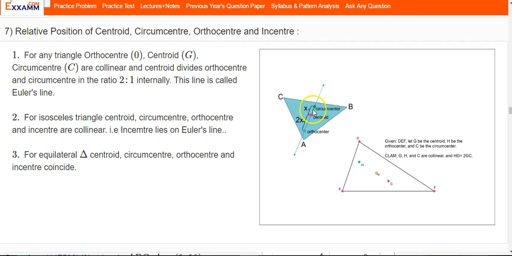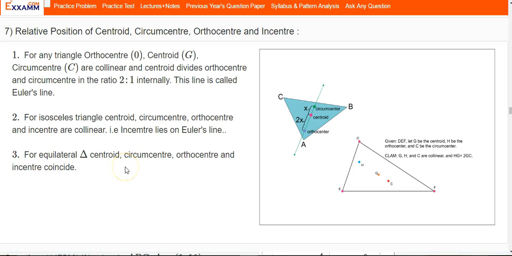Or if this distance is x, then the distance between circumcenter and orthocenter is 3x. So there will be questions mixing the two facts, where circumcenter would usually be origin, and then orthocenter would be 3x. So keep in mind. Now if the triangle is isosceles, then in that case incenter would also lie on this Euler line itself. And the last and most important fact is that we have read that in case of equilateral triangles, centroid, circumcenter, orthocenter and incenter, all the 4 points coincide.